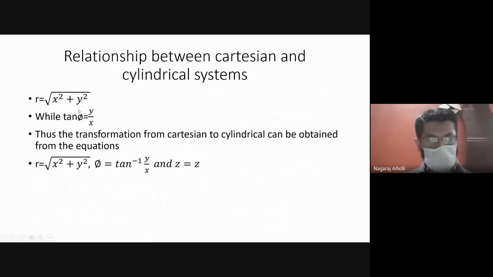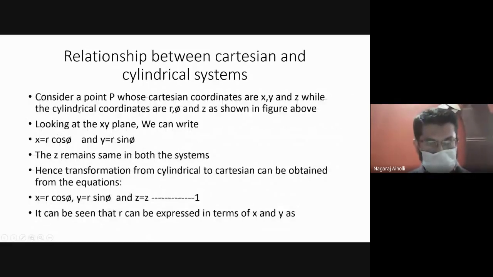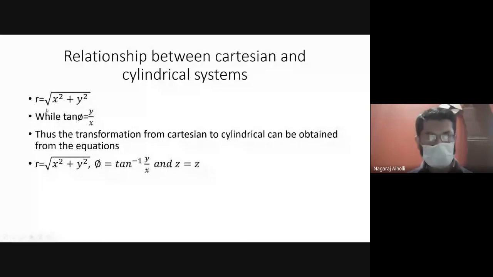Very simple. x square is equal to r square cos square phi. y square is equal to r square sin square phi. Then add them. x square plus y square will be r square cos square phi plus r square sin square phi. Then take r square common: r square into cos square phi plus sin square phi. Cos square phi plus sin square phi is 1. So it will be simply x square plus y square is equal to r square, or r is equal to square root of x square plus y square.